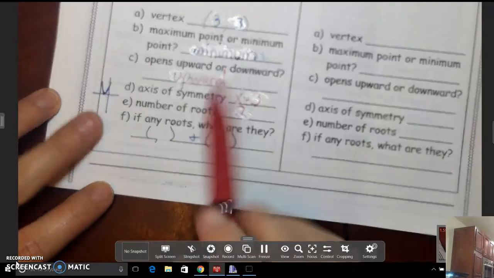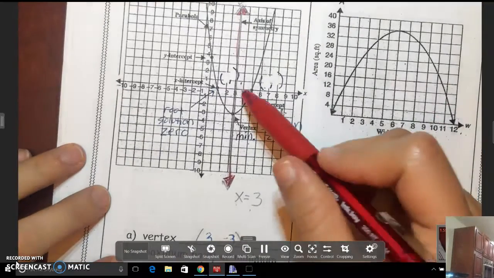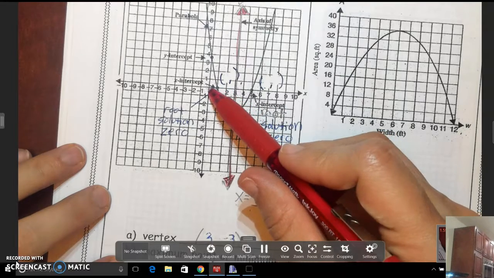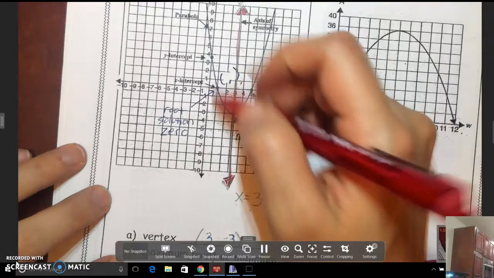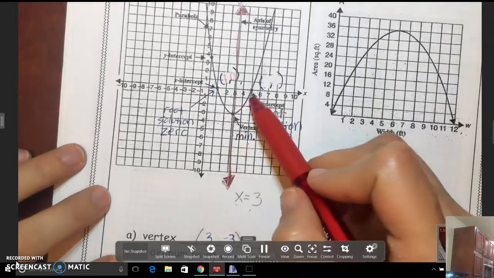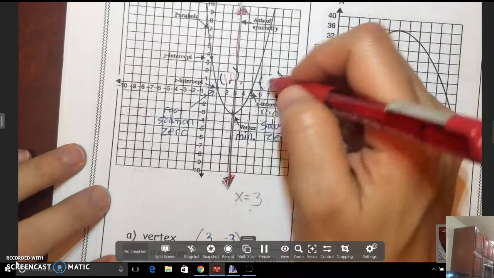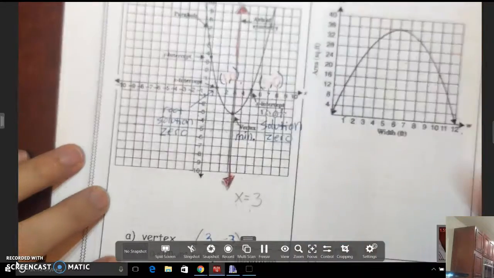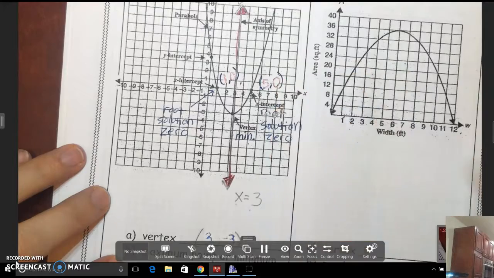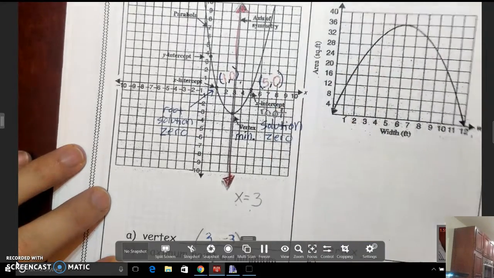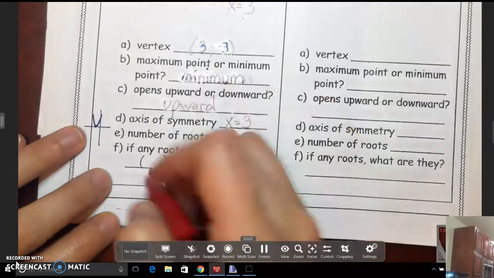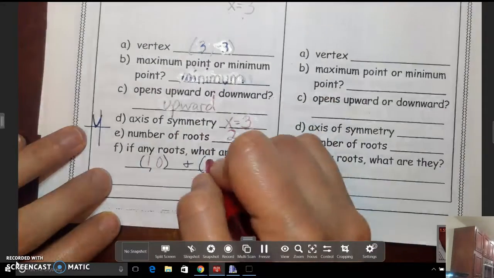If any roots, what are they? So we're just going to come up with the coordinates for these 2 places that it crosses. So this one would be 1, 0. And this one over here would be 5, 0. I know that's hard to see. So over here on the if any roots, what are they? I'm going to put 1, 0 and 5, 0.